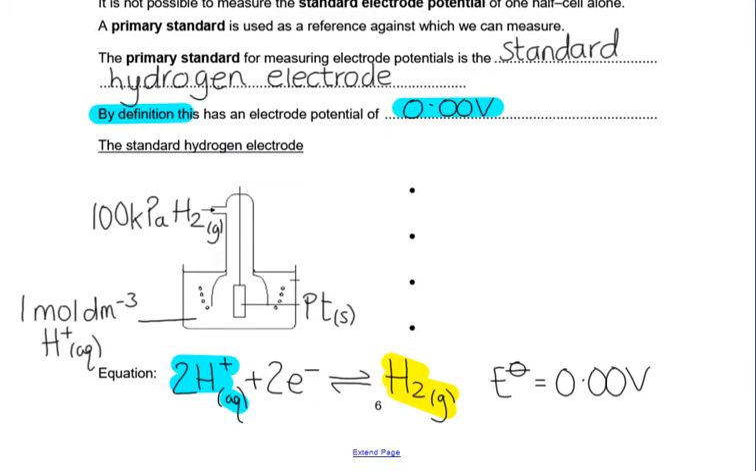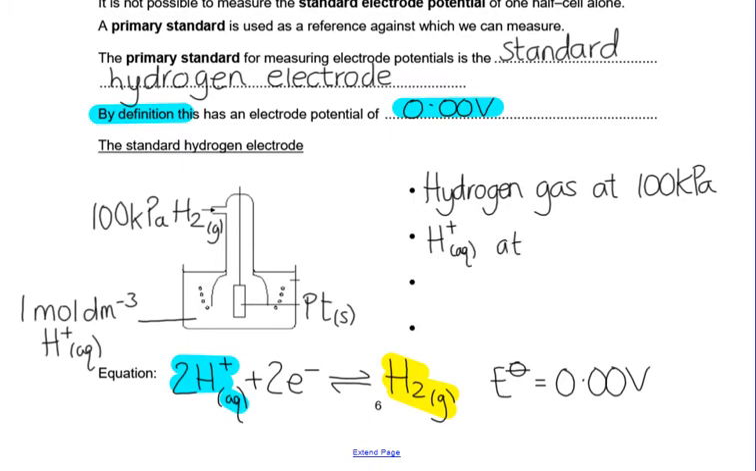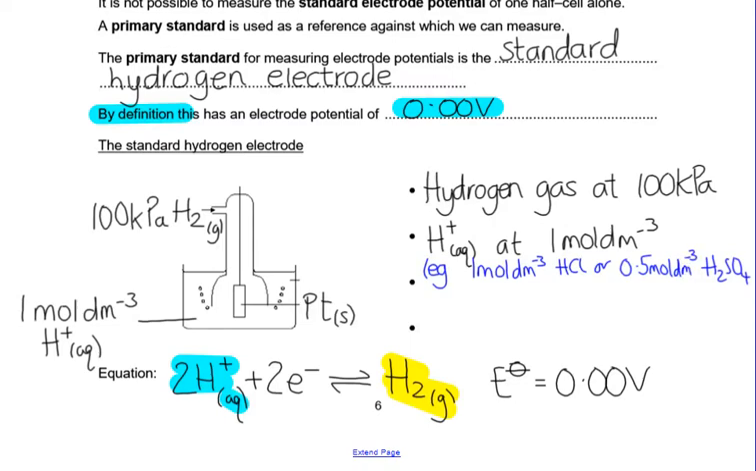So what are the key features? We've got hydrogen gas at 100 kilopascals, so your diagram needs to include that. We've got H+ ions (aq) at 1 mol per dm³. So it could be, e.g., 1 mol per dm³ HCl, or what would it be if it was H2SO4? It would have to be 0.5 in order to end up with 1 mol per dm³.